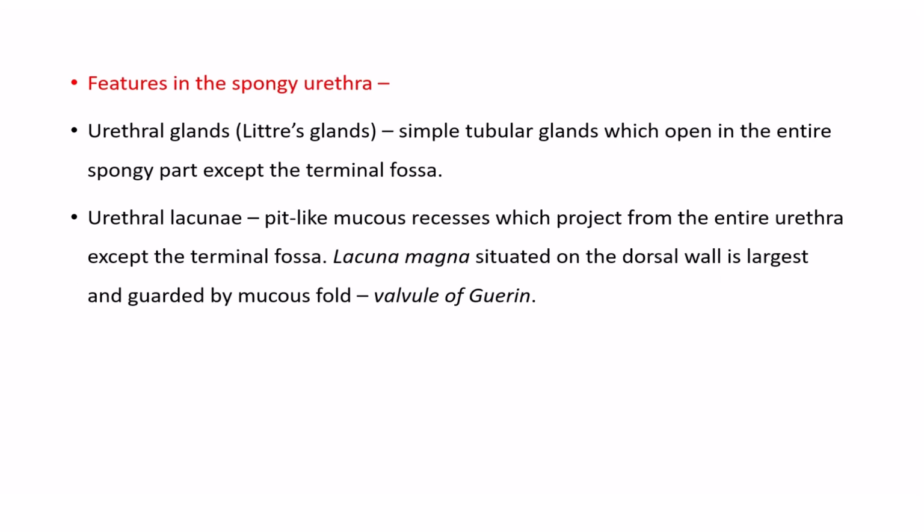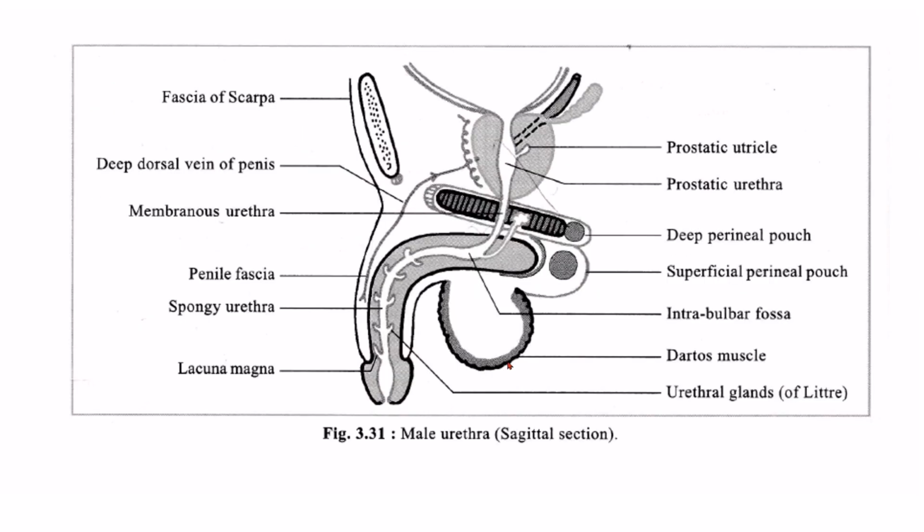Urethral glands are Littre's glands. These are simple tubular mucous glands which open in the entire spongy part except the terminal fossa. Urethral lacunae are pit-like mucous recesses which project from the entire urethra except the terminal fossa. The mouths of the recesses are directed forwards to the external urethral orifice. You can see here, the mouths are directed towards the external urethral orifice.